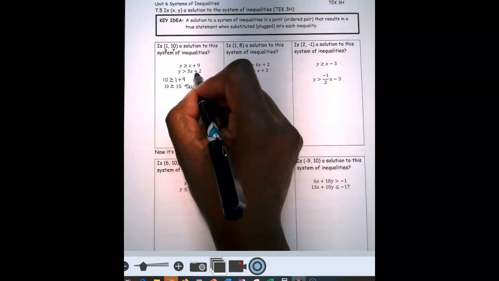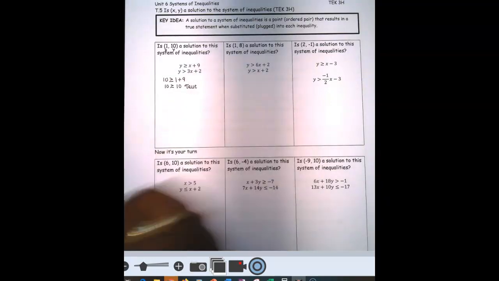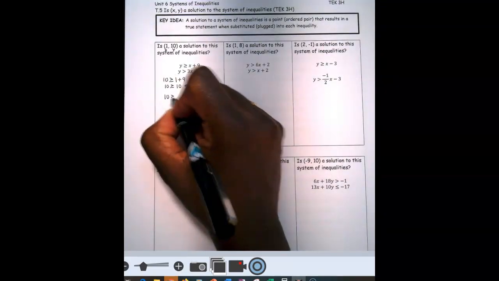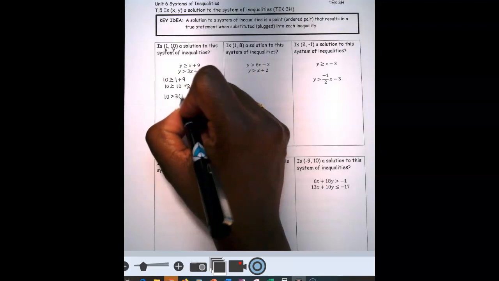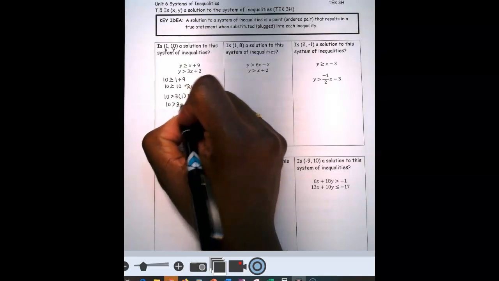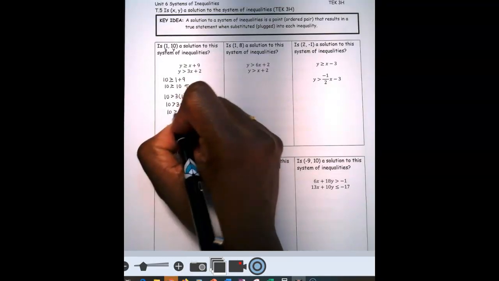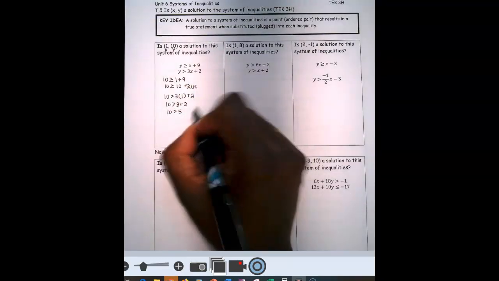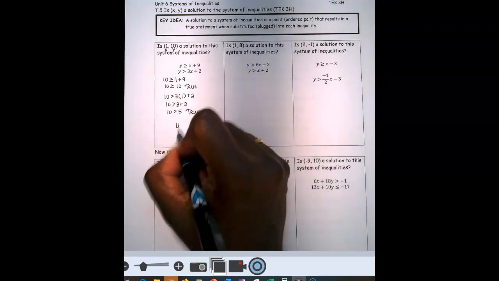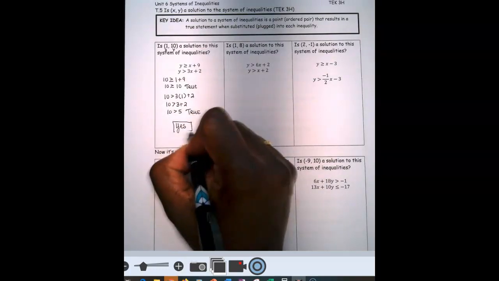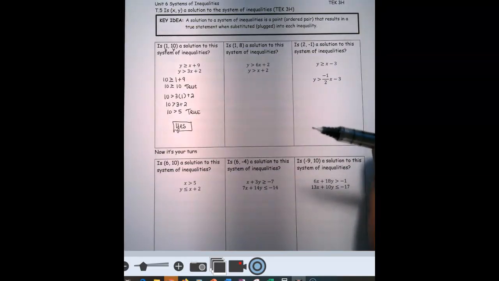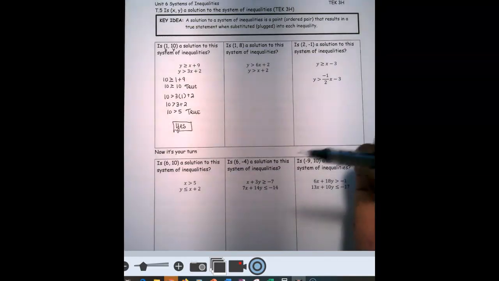So then we're going to do the same thing with the second inequality. So 10 is greater than 3 times 1 plus 2. 10 is greater than 3 plus 2. 10 is greater than 5. Is that true? Well, absolutely, it is true. So we would say yes, 1, 10 is a solution to this system. It's just one of the right answers. There are several more, but they didn't ask us to check for those.